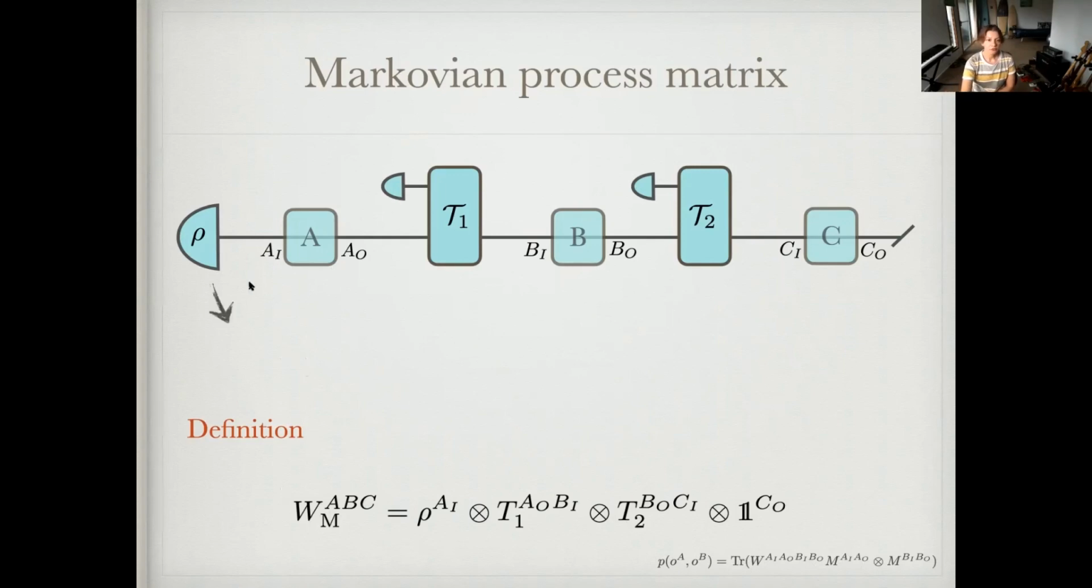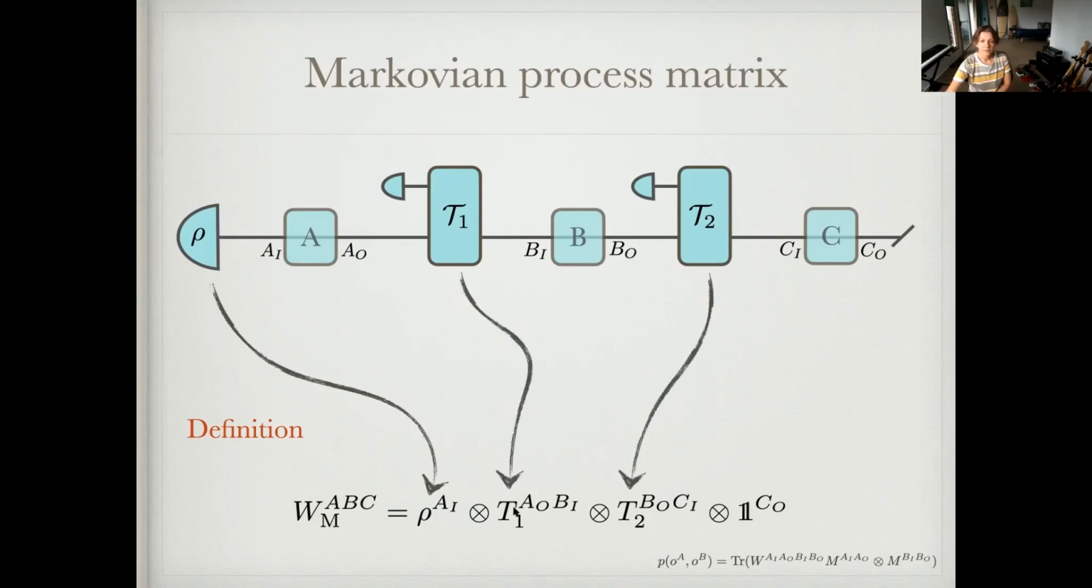The definition of a Markovian process matrix is such that it's a tensor product of the input state at first, which lives on the input of A, and then the Choi matrices of the channels used in the process. If you had more channels, it would be all the channels tensor product here, and then finally you would have identity on the output of the last measurement station.